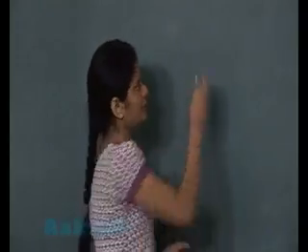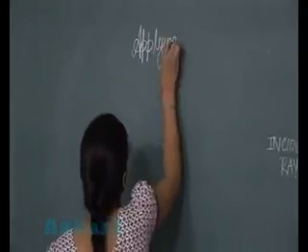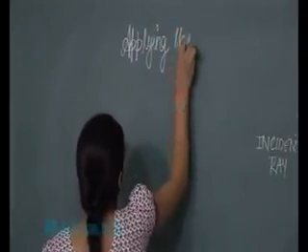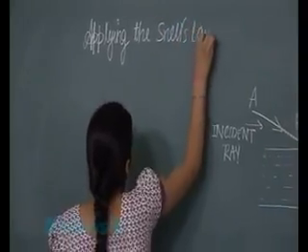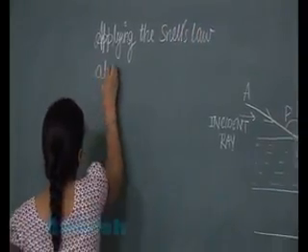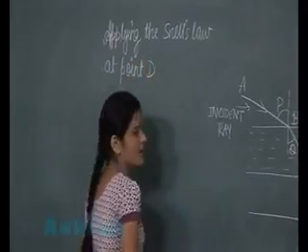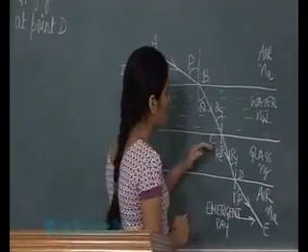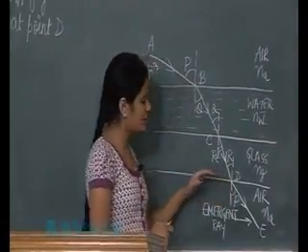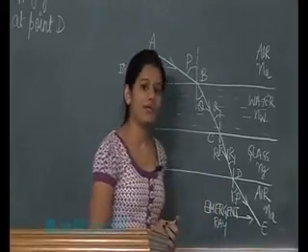Now student, we will apply Snell's law at point D. Now students, see, at point D, the light ray is going from glass to air, and for this boundary, R is the angle of incidence and P is the angle of refraction.